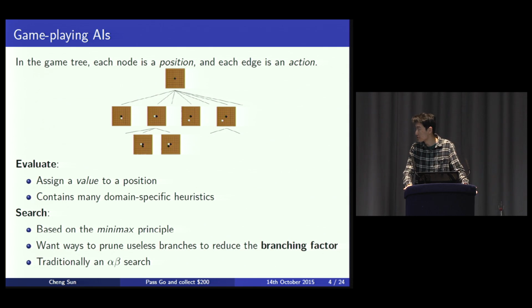And you do that by using domain-specific heuristics. So for example, in chess, you might count up the value of white pieces and the value of black pieces and use the difference between those as a very rough evaluation.